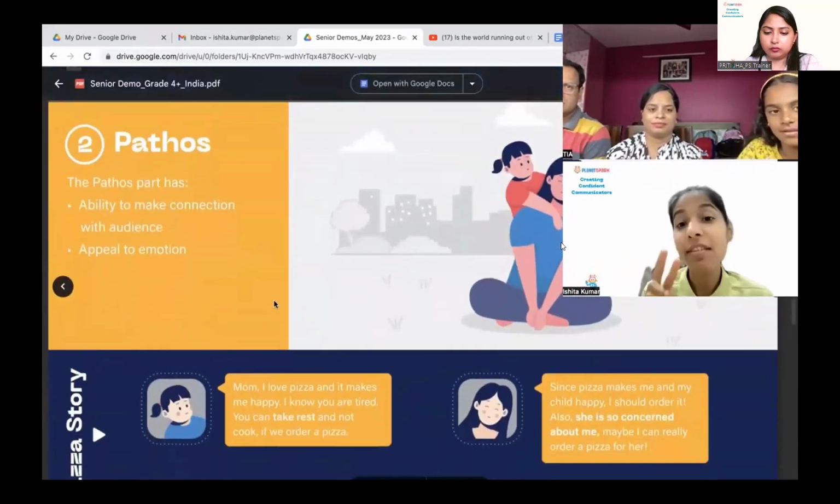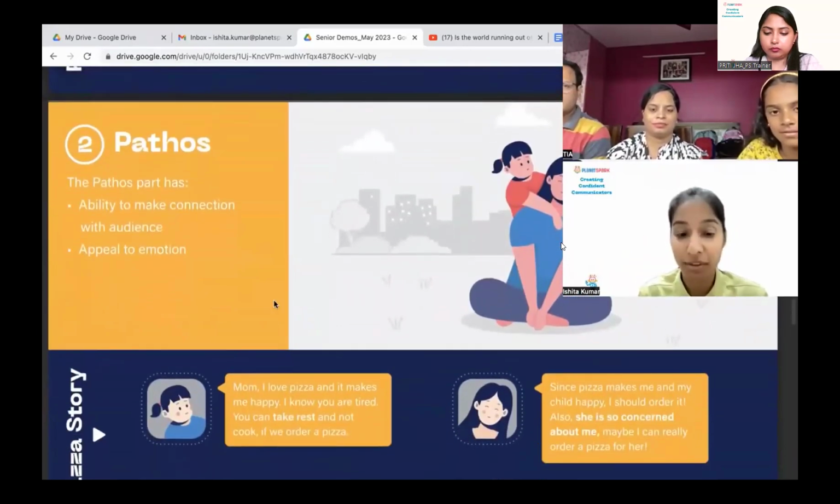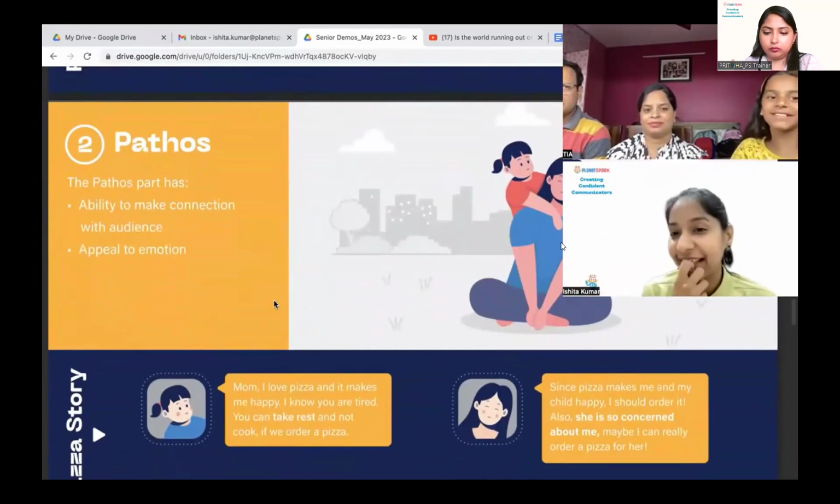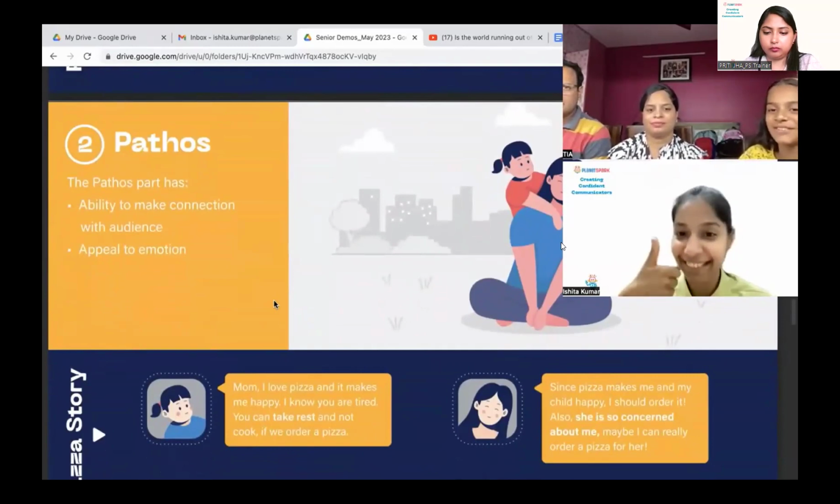Now let's come to the second point, which is pathos. Now imagine that it's already 9 p.m. and there's no food ready at home and you want to convince them to buy pizza. What do you think you can say that will make your parents happy and also convince them to buy pizza? I think I'll try to convince my mom by saying that she'll not have to make dinner for us and we can order pizza so it will be easier for you.